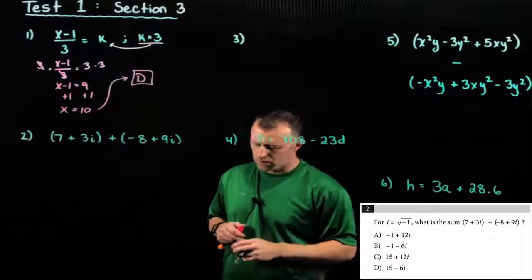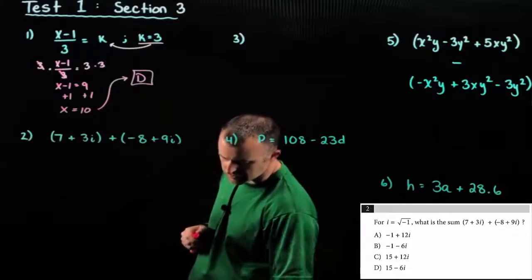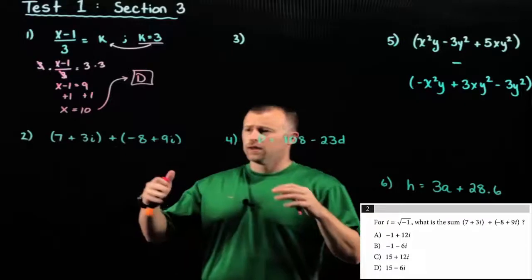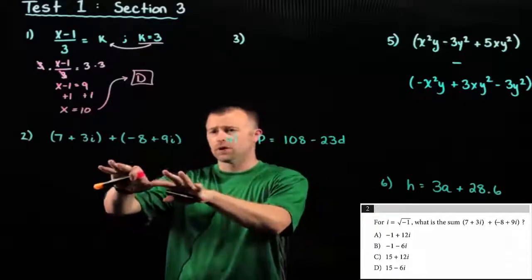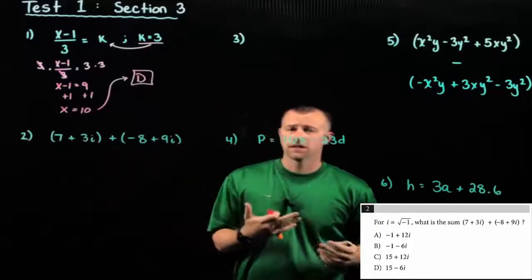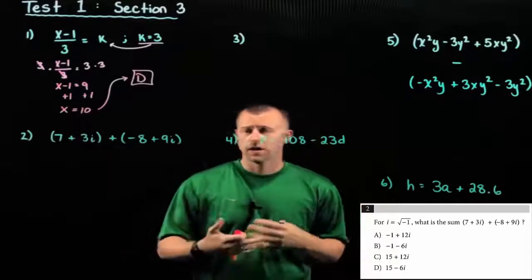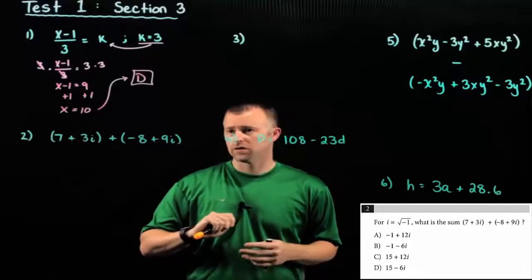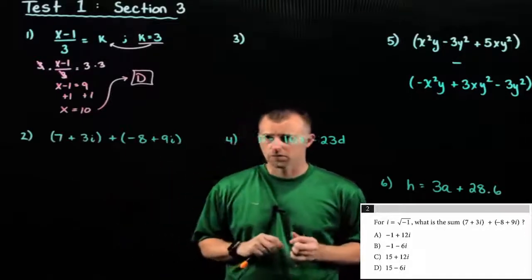Moving on to number 2. Number 2, they just want you to simplify this. They are letting you know that i is the square root of negative 1. Whereas in this problem, it really doesn't mean anything. Think of it like unlike terms. And you're just combining like terms. So the i's are like terms and the constants are like terms.